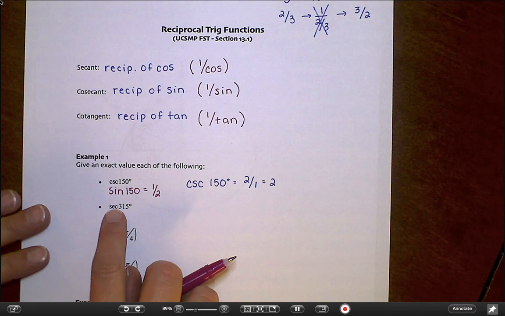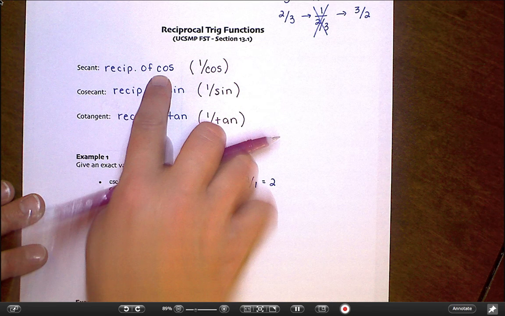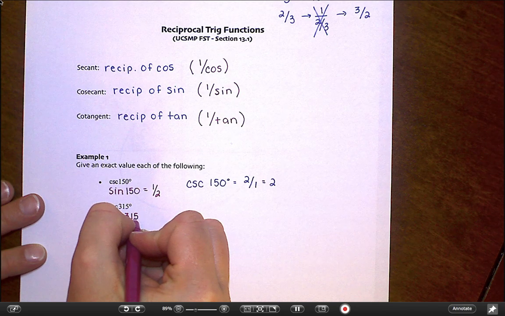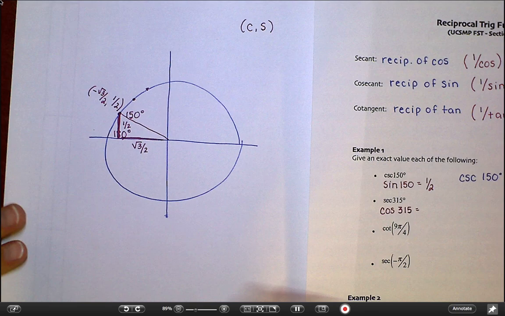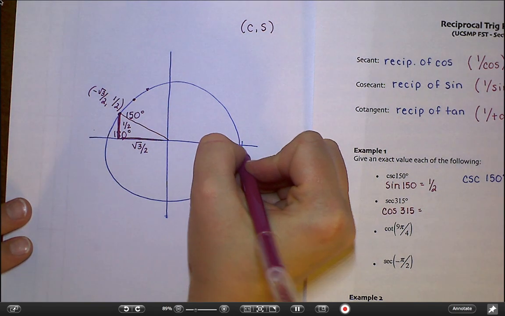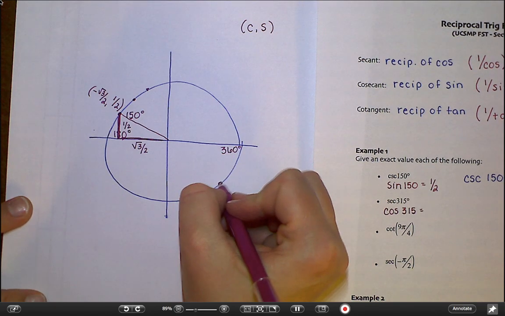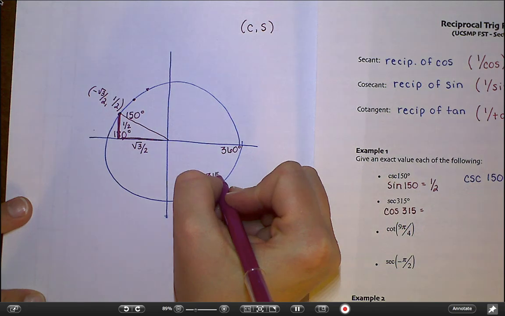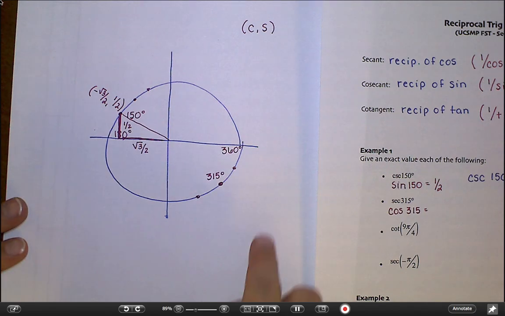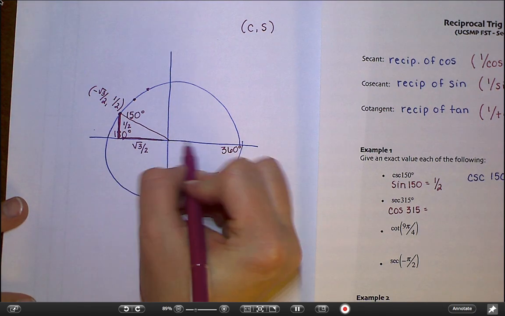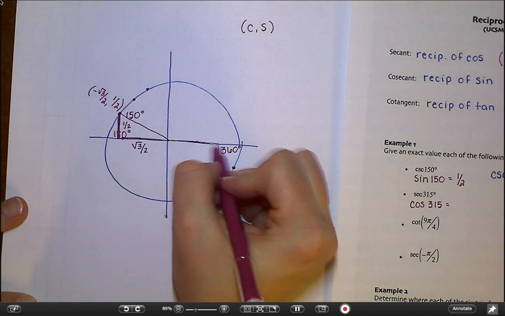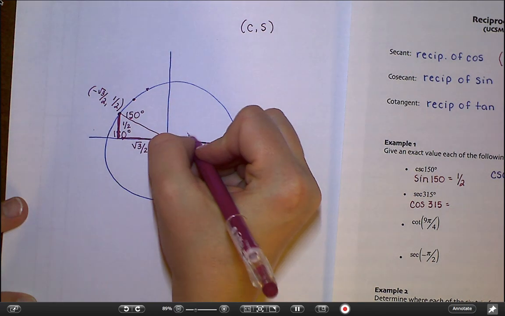So secant of 315. Secant goes along with the cosine, so what I really want is the cosine of 315. On my circle, remember all the way around is 360, so 315 is 45 degrees backwards from that. It's the middle dot in this fourth quadrant. Those middle dots are always your isosceles triangles. So this length and this length, if I drew this well, are exactly the same, and they're both square root of 2 over 2.